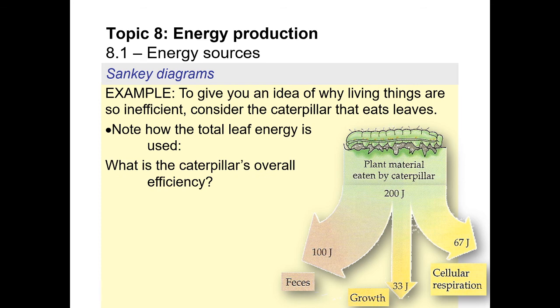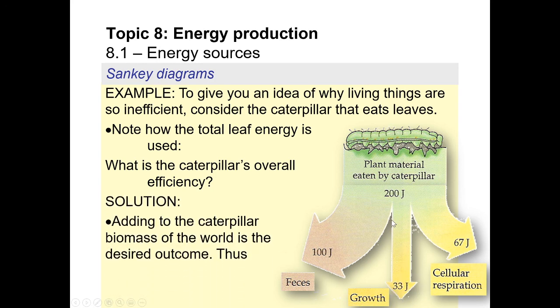What is the caterpillar's overall efficiency? Well, we measure efficiency based on how much the caterpillar was able to grow based on how much it consumed. Only 33 joules of energy went into its growth from 200 joules. So we calculate the efficiency as 33 divided by 200. The output is 33, the input is 200, producing a very low efficiency of 17%. So again, not an efficient process.